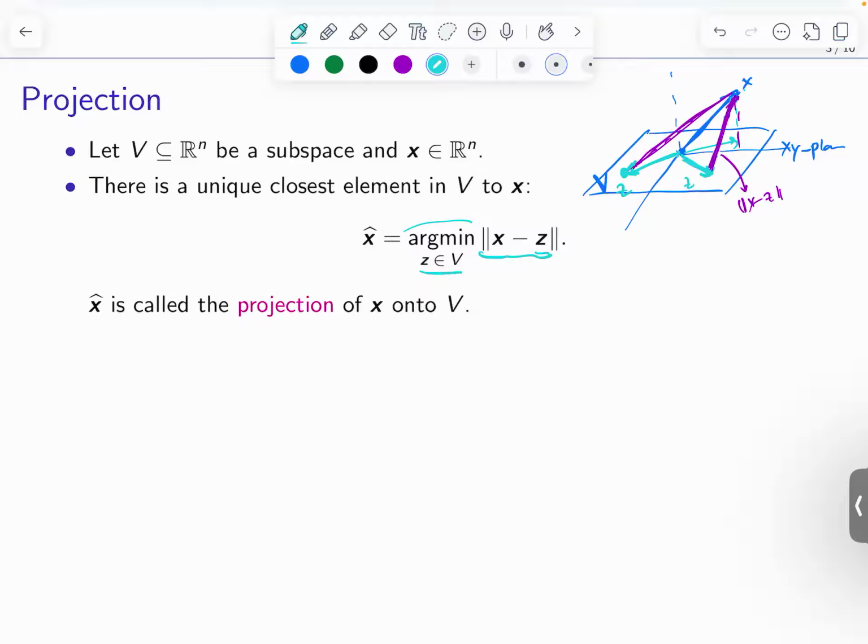Have people seen this before? Projection? What do you know about the projection? How can you find the projection? What do we know about it?